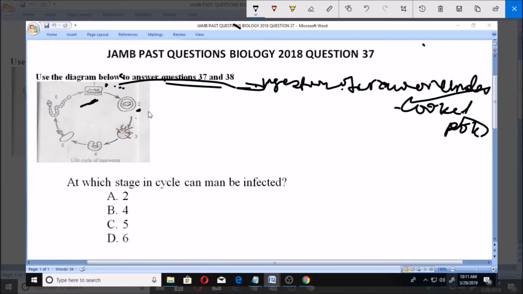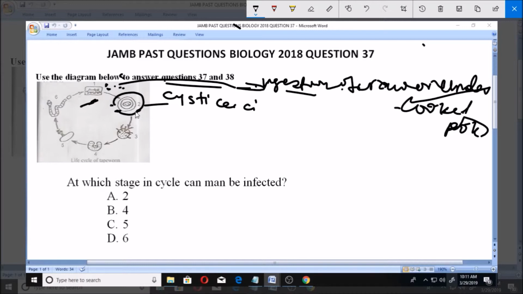in the intestine, where the cysticerci mature into adults, attaching to the wall by their scolex. So there is maturity of the cysticerci. Let me write the spelling: cysticerci. So this is where it was ingested. This is where it matures and attaches itself to the wall by the scolex.